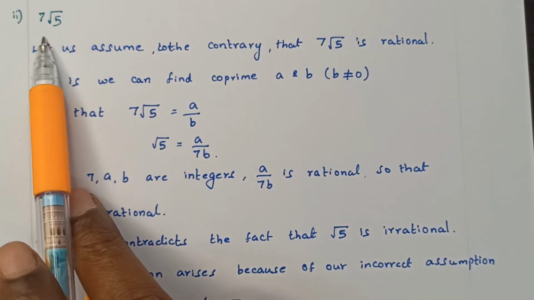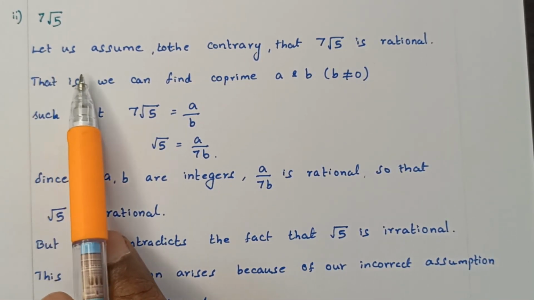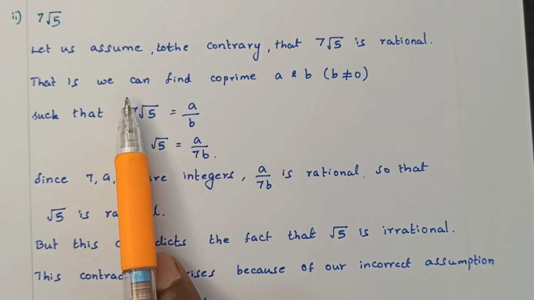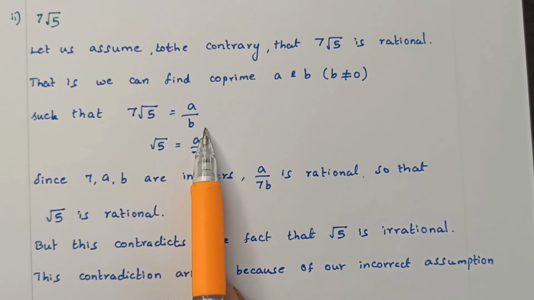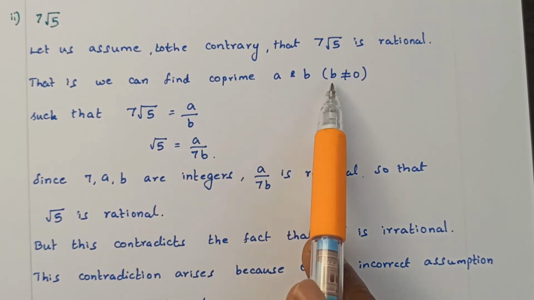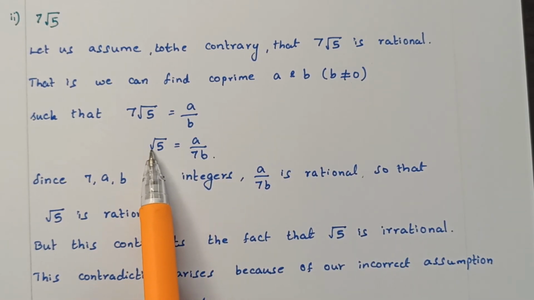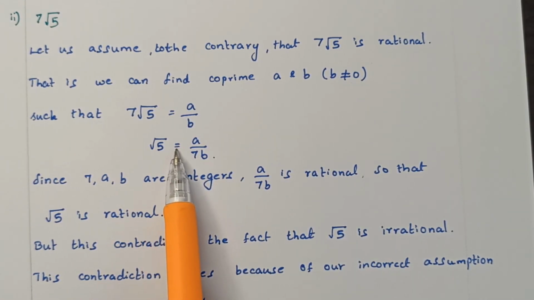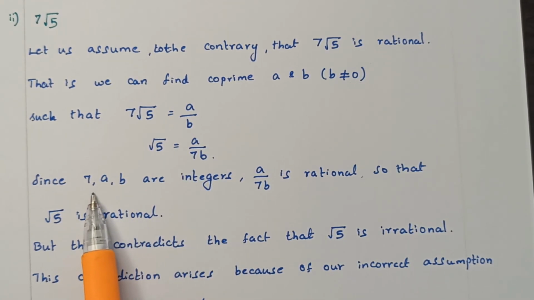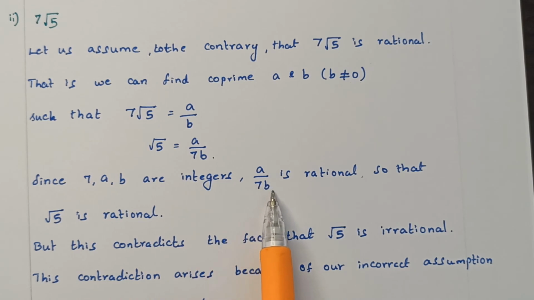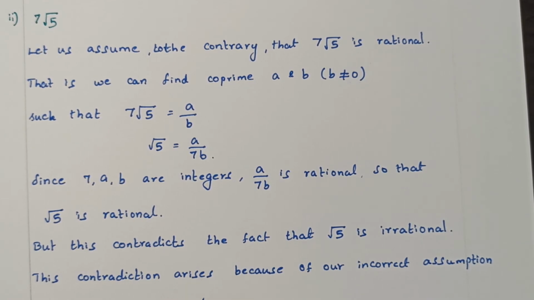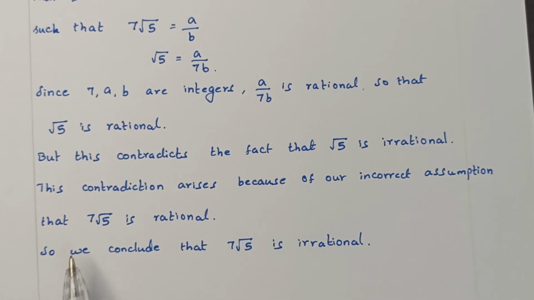Second subdivision, 7 root 5. Let us assume to the contrary that 7 root 5 is rational. 7 root 5 can be written in the form of a divided by b, where a and b are co-prime numbers and b not equal to 0. So keeping root 5 on the left hand side, we get root 5 equal to a divided by 7b. Since 7, a and b are integers, a divided by 7b is rational, so root 5 is rational. But this contradicts the fact that root 5 is irrational. This contradiction arises because of our incorrect assumption that 7 root 5 is rational. So we conclude that 7 root 5 is irrational.